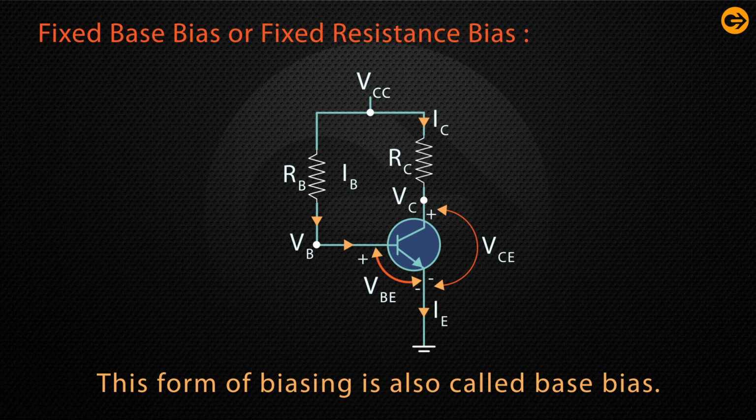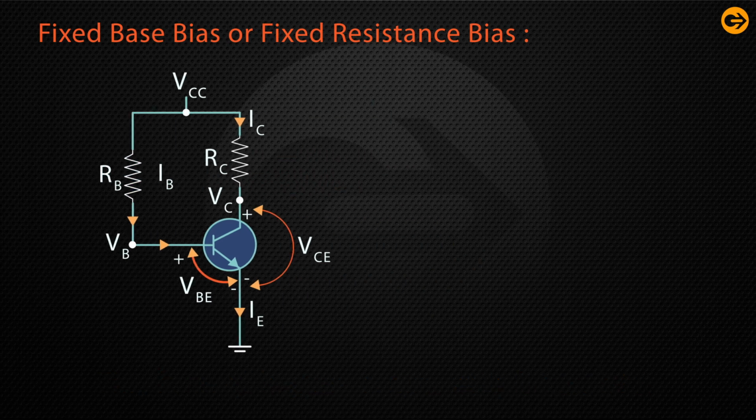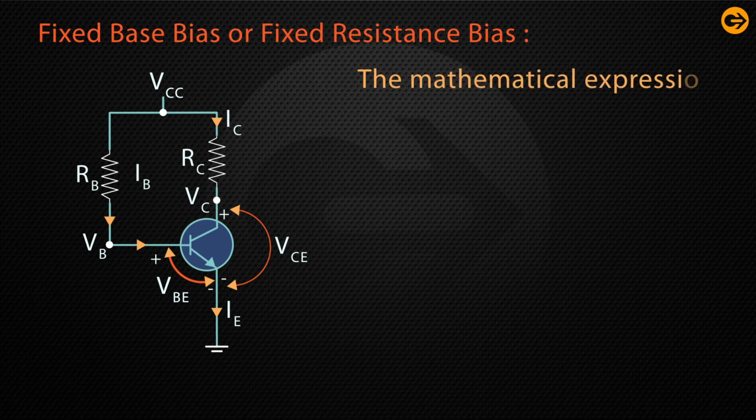The biasing circuit shown in the given figure has a base resistor RB linked across the base and VCC. The emitter junction of transistor is forward biased by a voltage drop across RB which results in IB flowing through it. The mathematical expression for IB is obtained as.